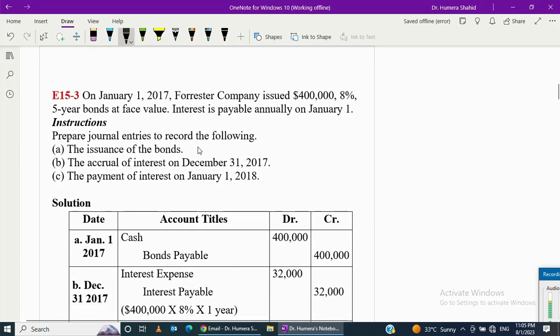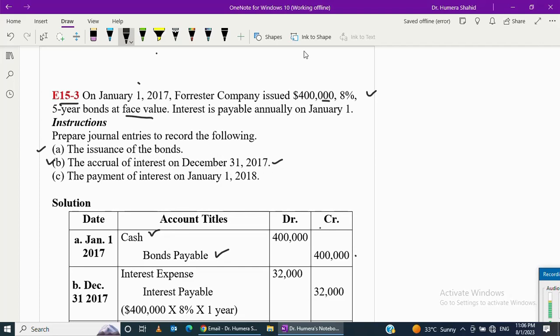Let's move on towards the next question, which is on the same scale. Let's read it. Exercise number 15-3. On January 1st, 2017, Forrester Company issued $400,000 8% 5 years bond at face value. Why face value? Because market rate will be equal to your bond rate. Your bond rate is 8%. Interest is payable annually on January 1st. So prepare the journal entry for the issuance of the bond. When you issue the bonds, the face value is 400,000. So you get the money, cash gets debit, bonds payable gets credit, 400,000, 400,000.